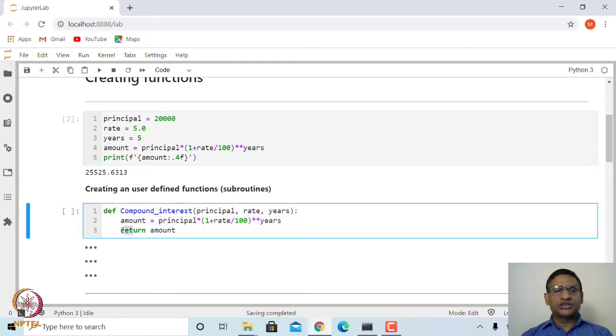And then the function should return some value. So, it is returning the amount after so many years of investment. So, let us run this.